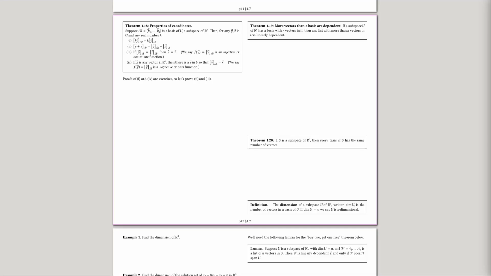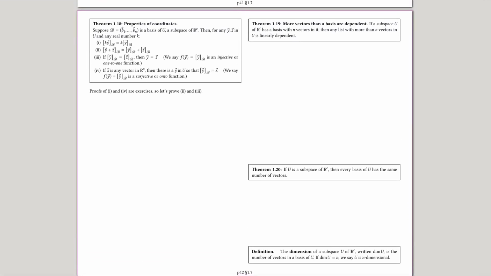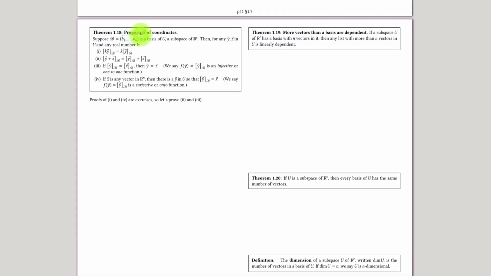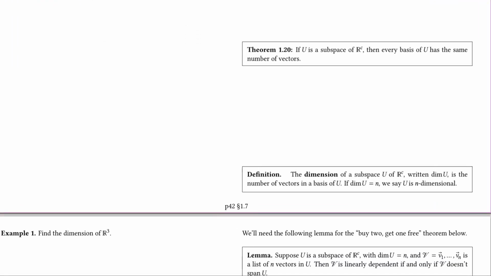All right, let's dive into 1.7. What we're going to be doing here, just to give you a rough overview of the section, is go a bit deeper into coordinates and bases, but to really define this term dimension of a subspace. The dimension of a subspace is the number of vectors in a basis of that subspace.